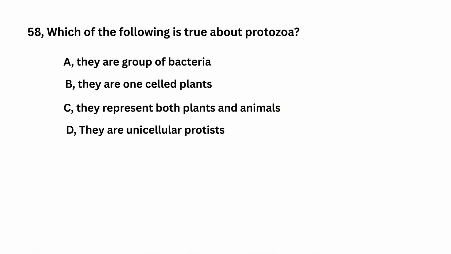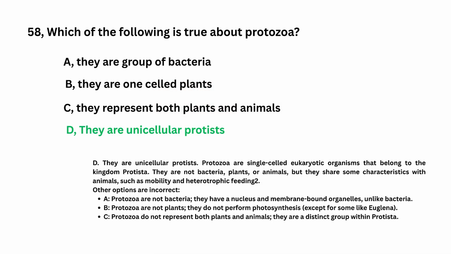Which of the following is true about protozoa? They are a group of bacteria. They are one-cell plants. They represent both plants and animals. They are unicellular protists. They are unicellular protists is the answer.